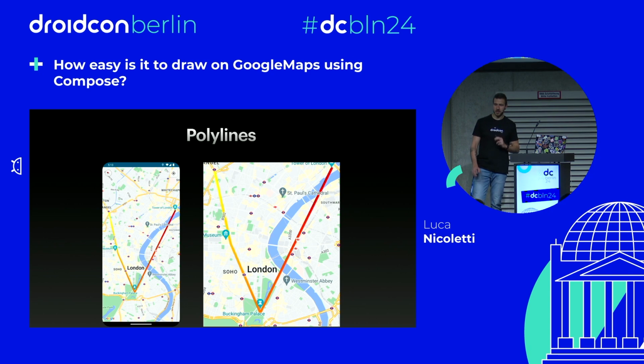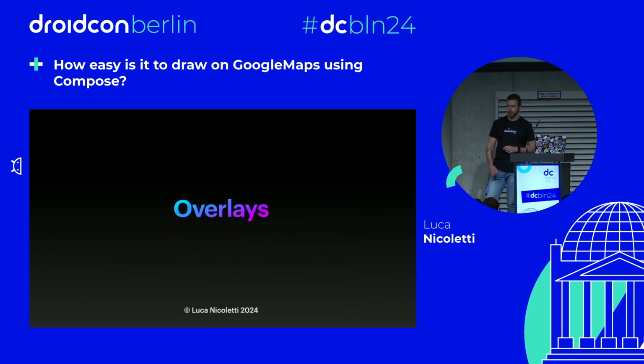And that's it for shapes. Now let's talk about overlays. This is the most complicated thing that you can use on Google Maps. We have 2 ways of using overlays. One is ground overlay, the other one is tile overlay.